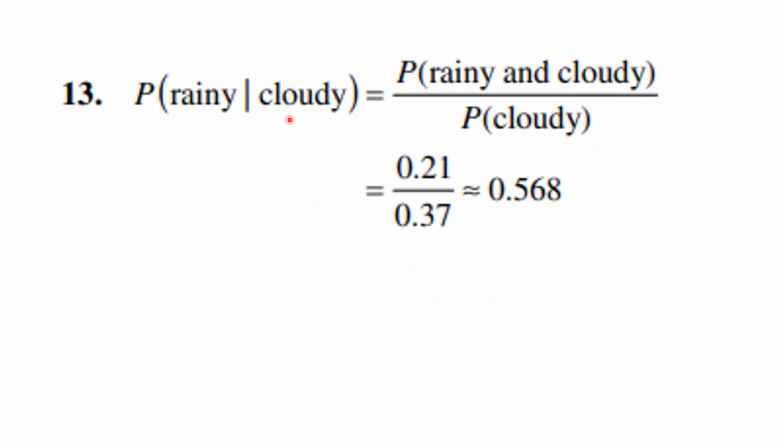Well, we used the definition of conditional probability we had last time. So the probability that it is raining given that it is cloudy is the probability of rainy and cloudy divided by the probability of cloudy. We plug in the numbers and we get this answer.